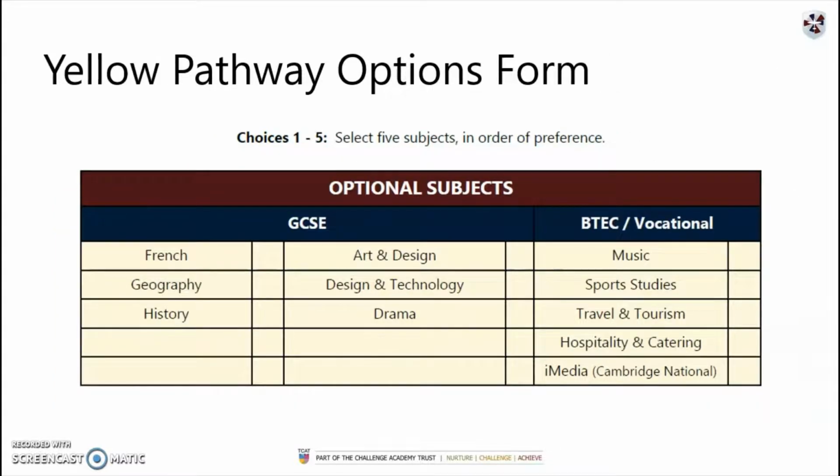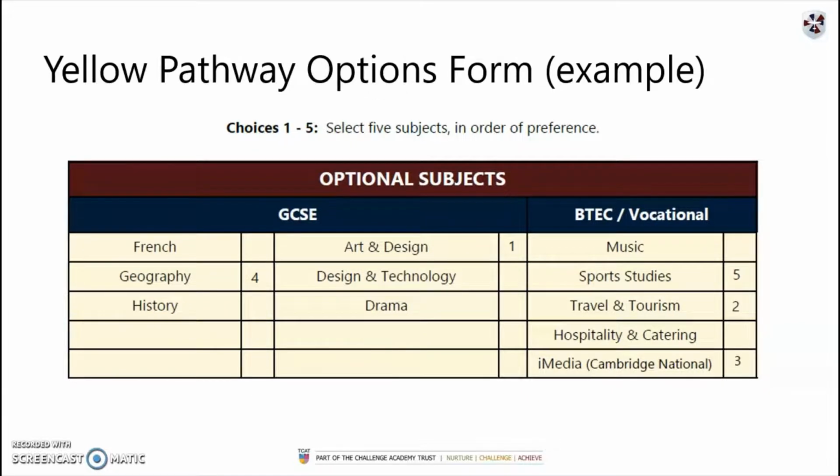Looking at the yellow options form, you select 5 subjects in order of preference from anywhere on the sheet. So as an example, you could be picking art and design as your first, travel and tourism as the second, iMedia as the third, and if that couldn't be fitted in, then you would do geography or you would do sports studies. That's the options forms.